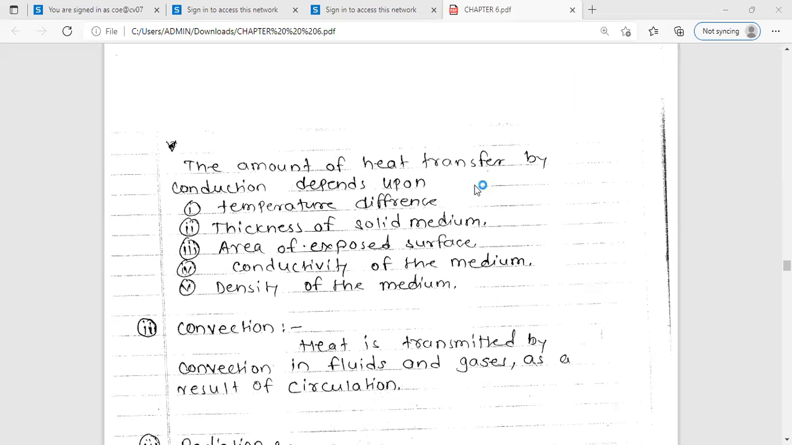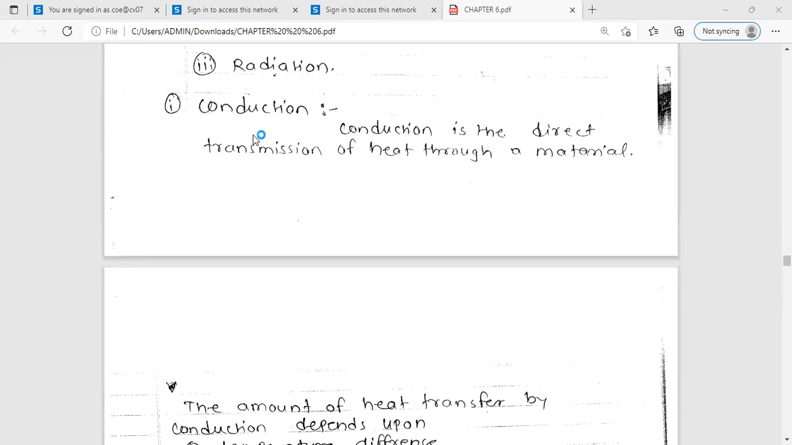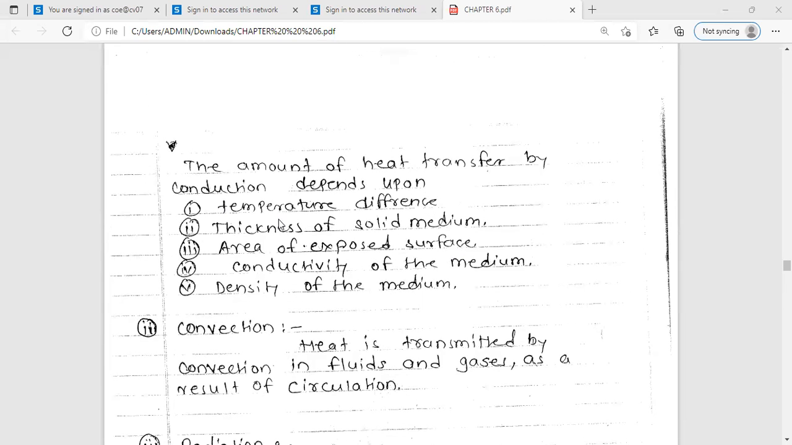The amount of heat transformation through the material in conduction depends upon various things. First, the temperature difference, how much temperature difference is there.